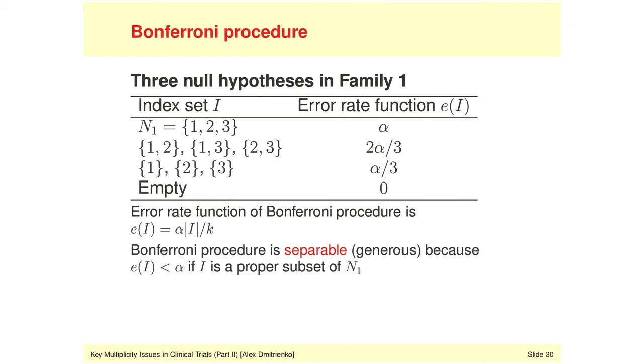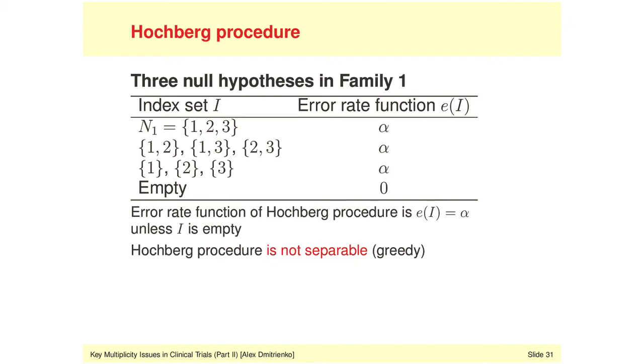that index set I, is a proper subset of the index set N1. However, if we consider the Hagberg procedure and think about the possibility of applying the regular Hagberg procedure in the primary family, we can see immediately that the Hagberg procedure is not separable. That's an example of an efficient or a greedy procedure that tries to use up, consume all of the available alpha. To see why this is happening, let's take a look at the second or third rows in this family.